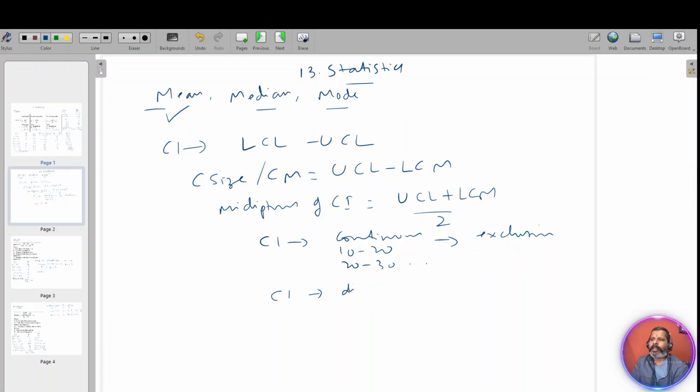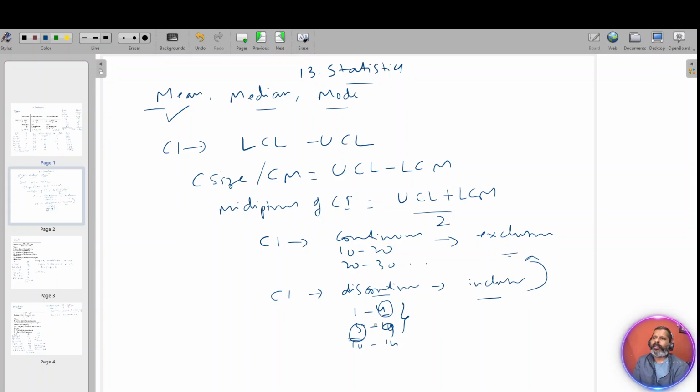When CI is discontinuous, it's called inclusive. For example, 1 to 4, 5 to 9, 10 to 14, like that. So if you see the upper class limit and lower class limit of consecutive classes, they're not matching, not overlapping. When it's not overlapping, it's called inclusive CI or discontinuous CI. We have to first make them exclusive, then we have to calculate the mean, median, mode of the question.